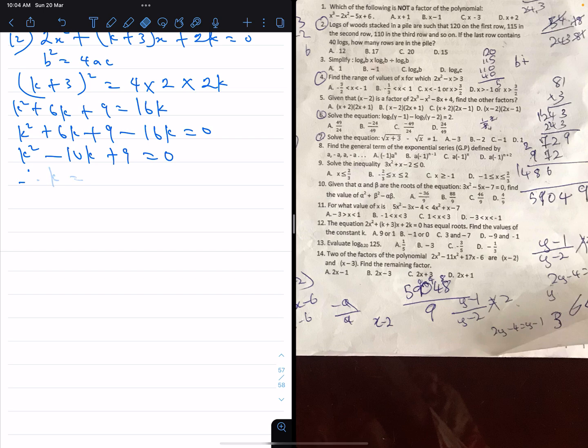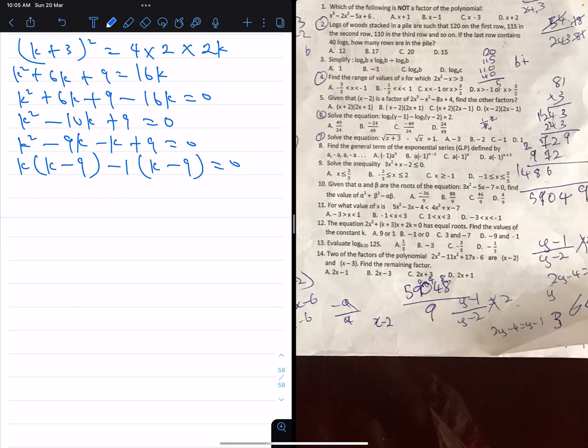Let me factor. Hold on, let me factor. I will solve it. Let's factor. Why don't you like to factorize? 9 times 1, or 9k and k. I just want to have the solution here. Equals 0. k into k.